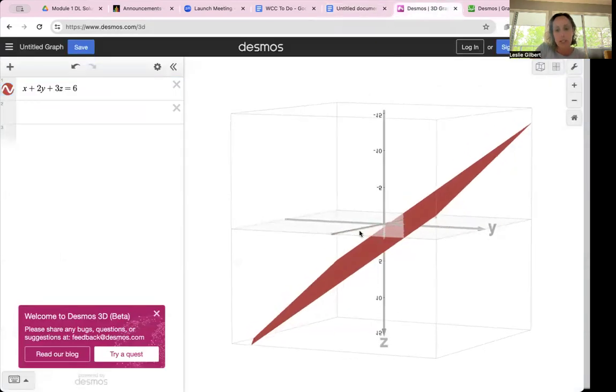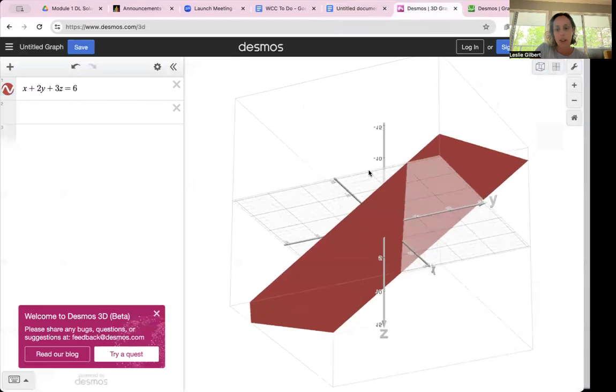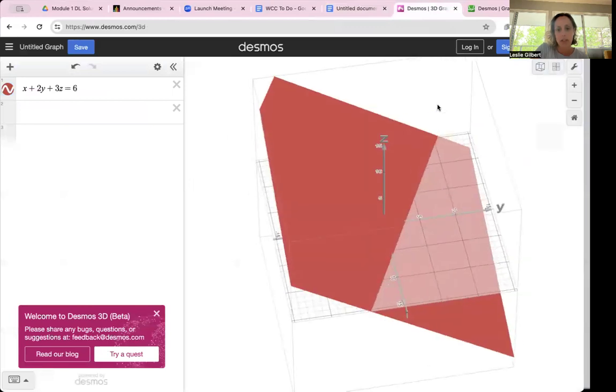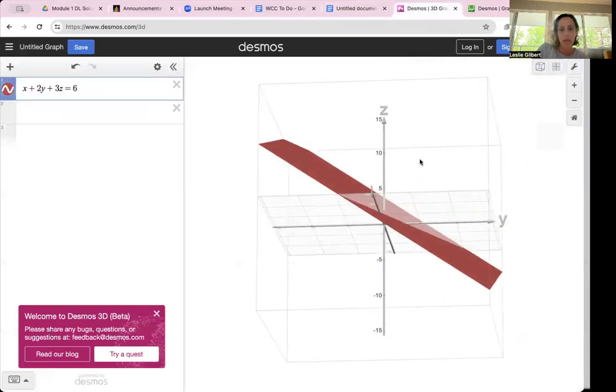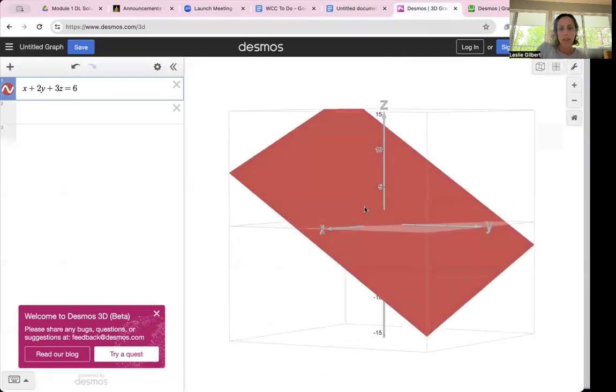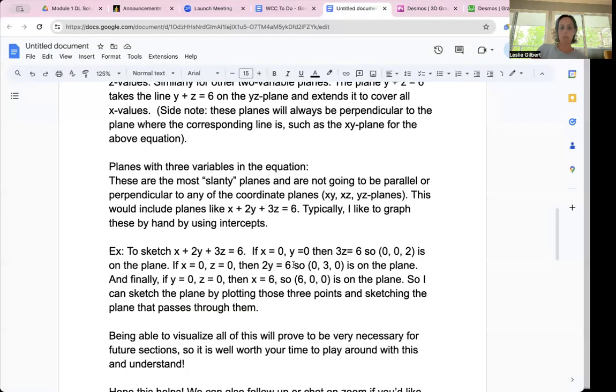And you can kind of see, I think I've gone like upside down at this point. Here we go. Now we're right side up. You can see 0, 0, 2. I think you can see my cursor. So x is 0, y is 0, z is 2 would be that point kind of up here on the z-axis. And you can do the same thing when you set the other variables equal to 0.